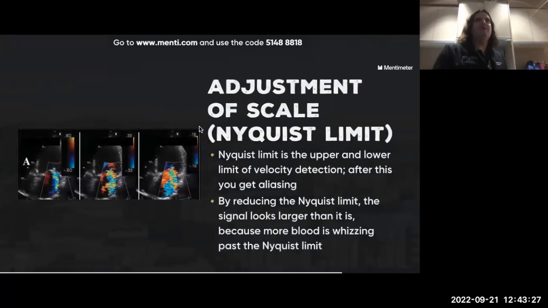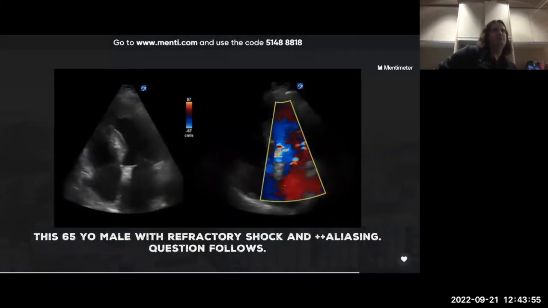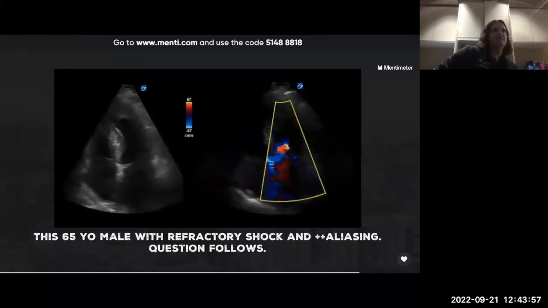Of course, all you're seeing here is that as you adjust the Nyquist limit down on both tails, you're exceeding the Nyquist limit to a much higher extent. So blood is whizzing past the Nyquist limit. This is a 65-year-old male with refractory shock and aliasing. There'll be a question right after this, so just take a look.